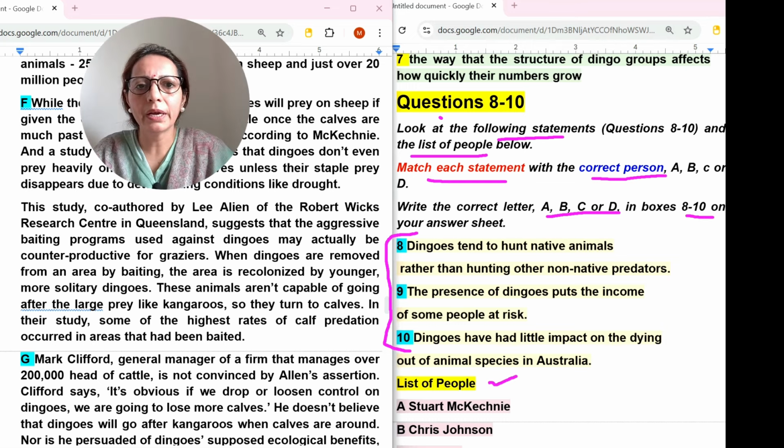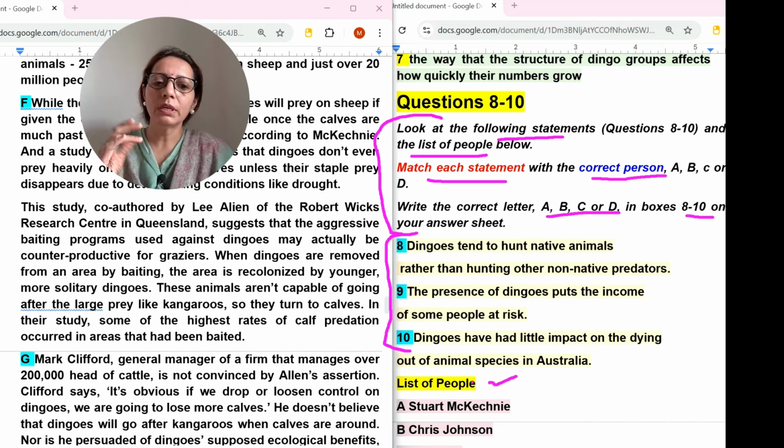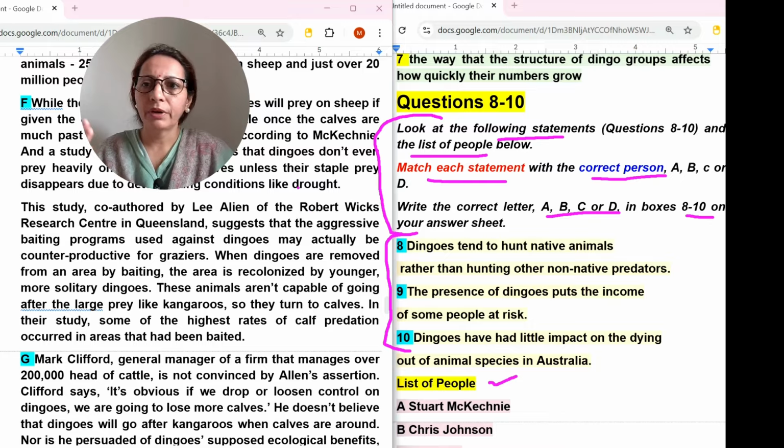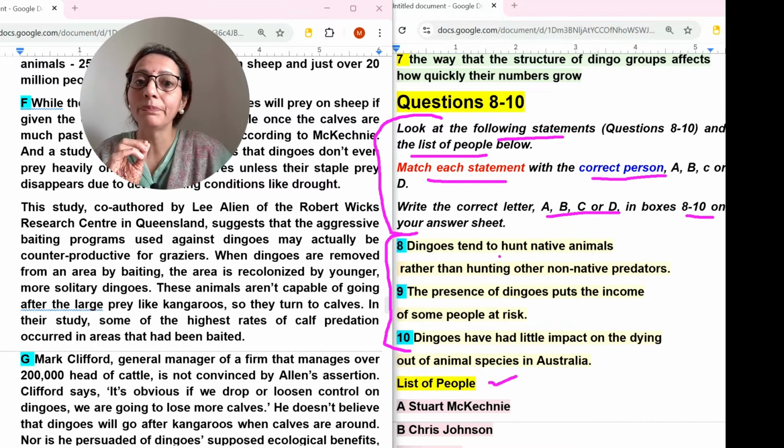So why am I reading the instructions? Because it is important to read the instructions. Now, in the list of people, we know many people like McKean or Johnson that we have come across while reading the above paragraphs. Now let's read all the options. First, each statement, and we will understand the meaning as well as mark some keywords.